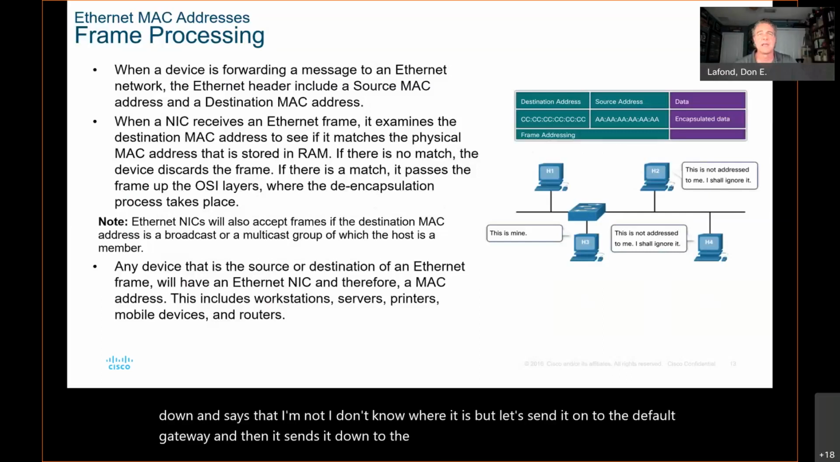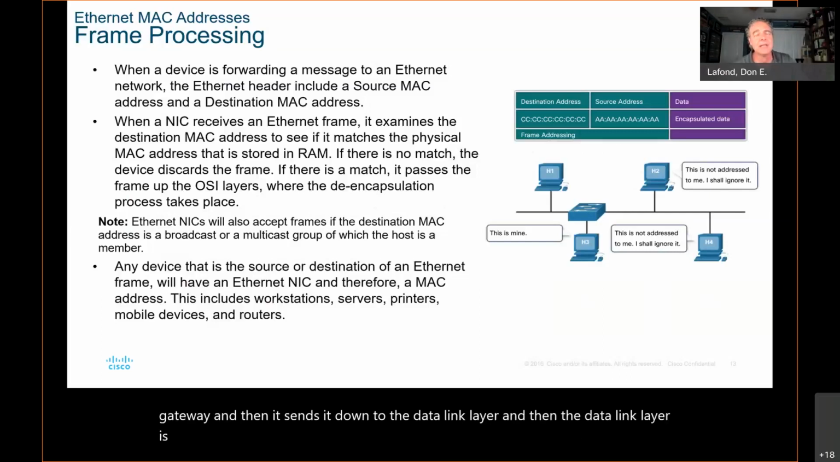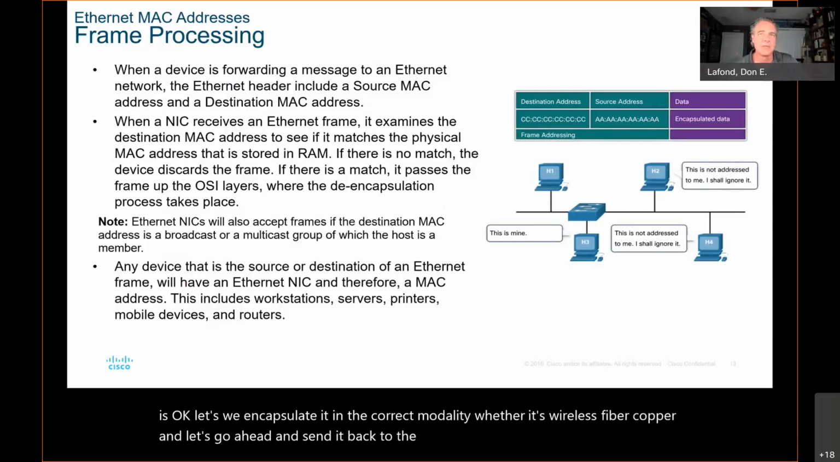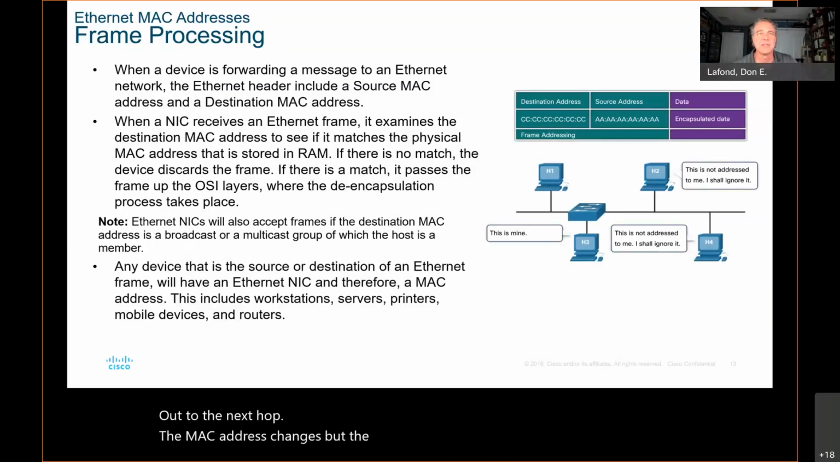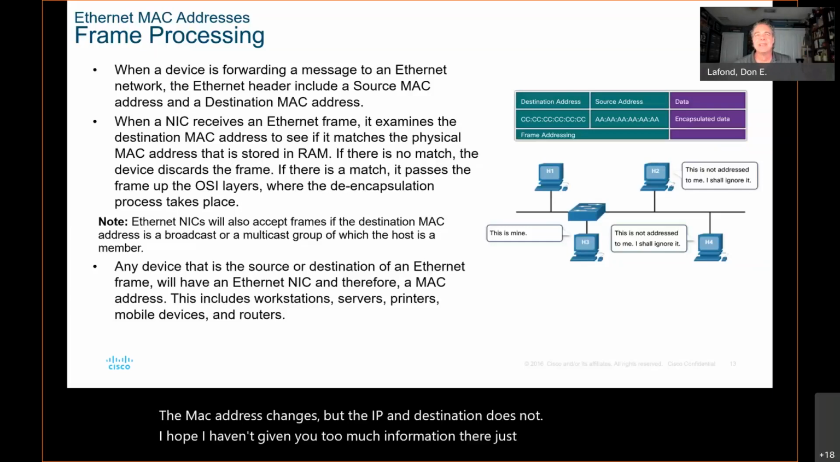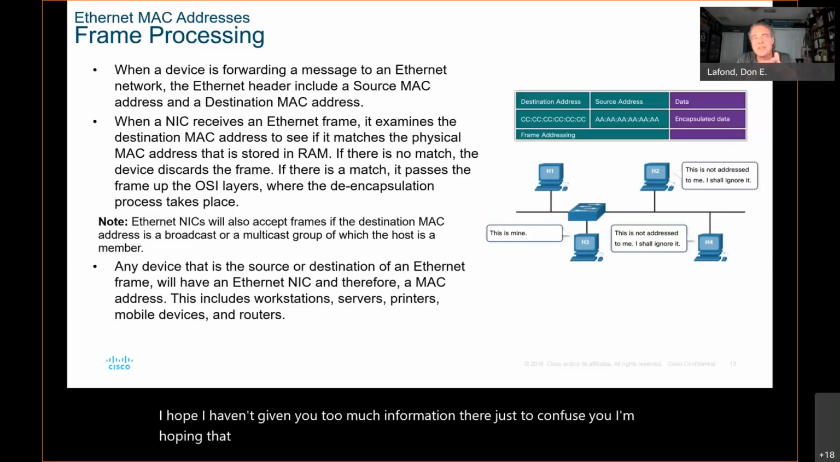And then the data link layer says, okay, let's re-encapsulate it in the correct modality, whether it's wireless, fiber, or copper, and let's send it back to the physical layer to send it back out as ones and zeros to the next hop. The MAC address changes, but the IP destination does not. I hope I haven't given you too much information there just to confuse you. I'm hoping that helps show you what happens when it receives the frame at that layer 2 level.